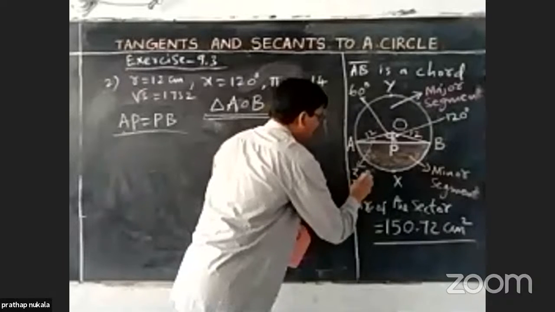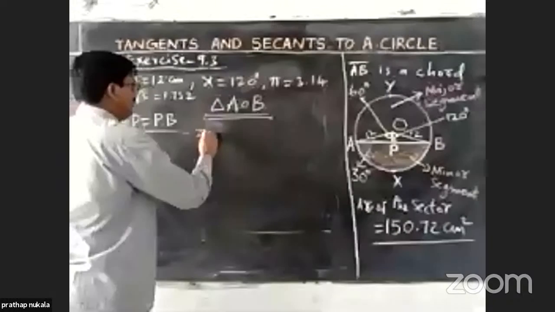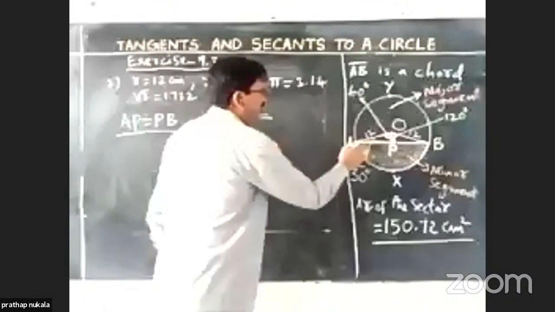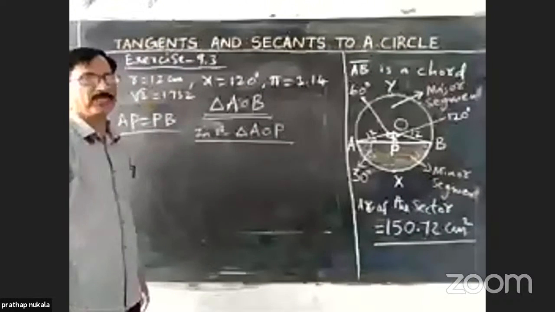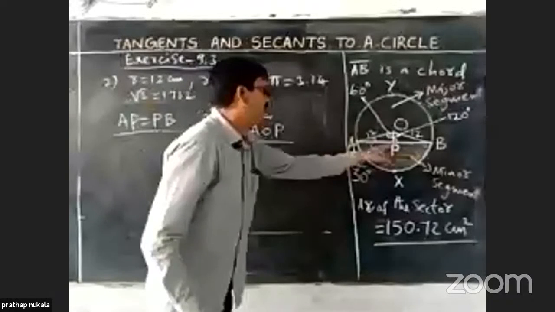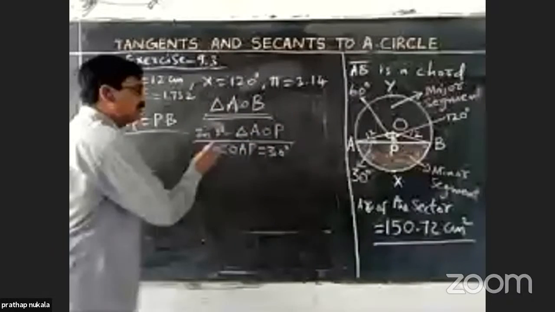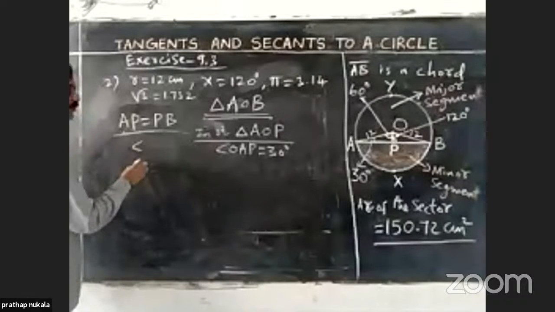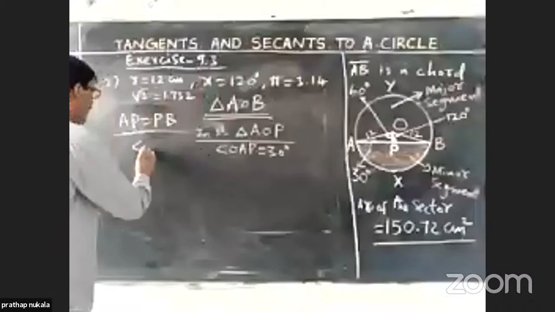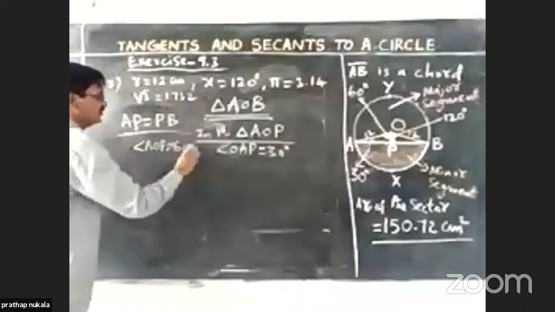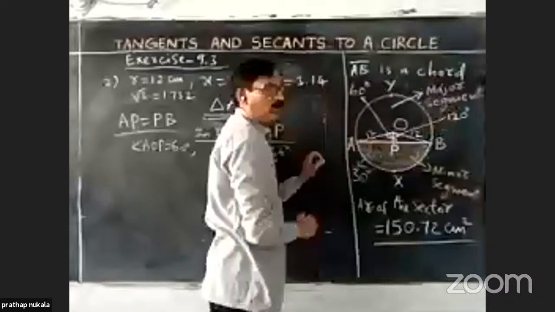30 degrees. This is 30, this is 60, this is 90. In right triangle AOP, angle OAP equals 30 degrees. Since angle OAP equals 30 degrees, angle AOP equals 60 degrees. Since this is divided into two equal parts, that is this 60.